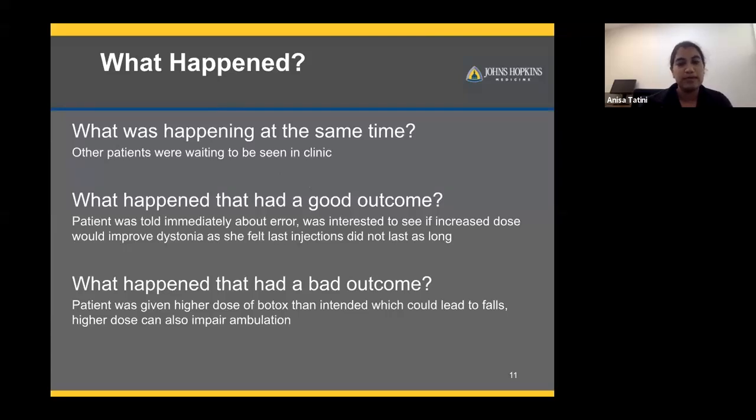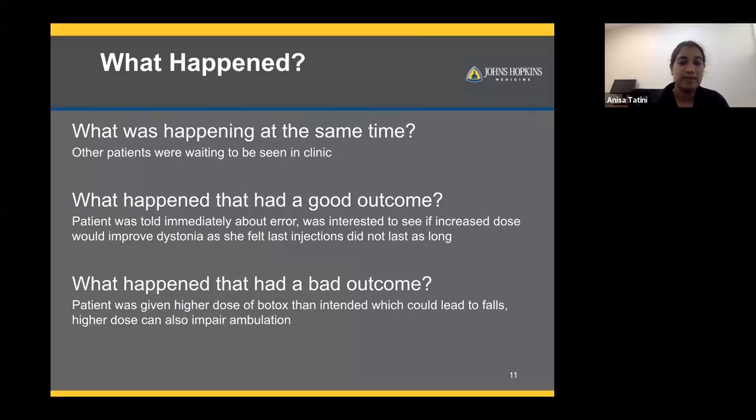And I will say that something good that happened in this situation was we told the patient immediately about the error. It's important to tell the patient what happened and not just beat around the bush with this. And the patient herself was not upset about what happened. She had mentioned that she felt like Botox recently was not lasting as long for her, so she was kind of interested to see if a higher dose would last longer for her.